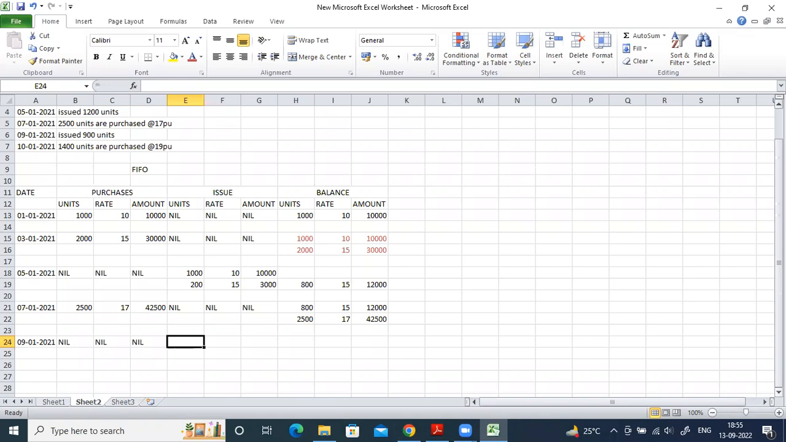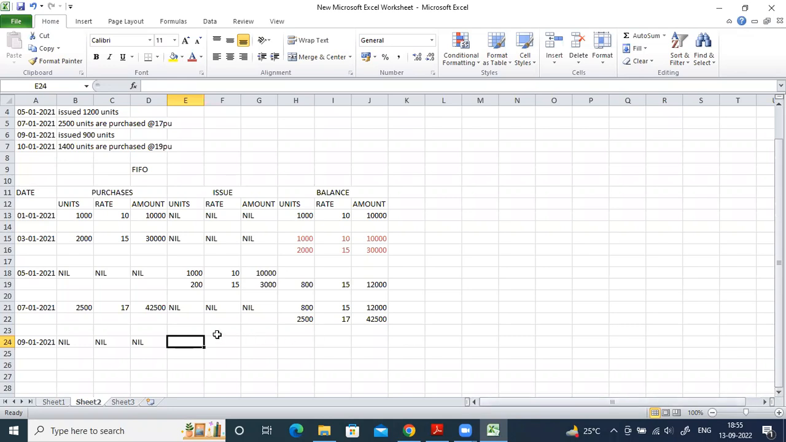How much stock we are having in our godown? We are having two stocks. One is 800 stock and the other one is 2,500 stock. Now on 9th January we are issuing 900 units. So, sir, how we need 1,600. How you got that? Sir, 2,500 minus 900.